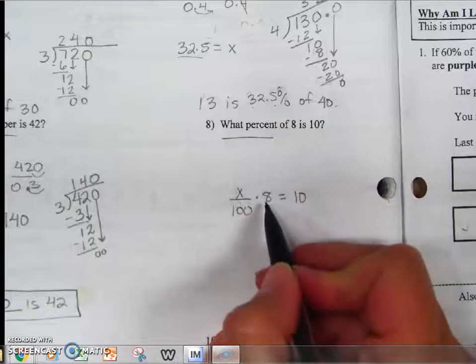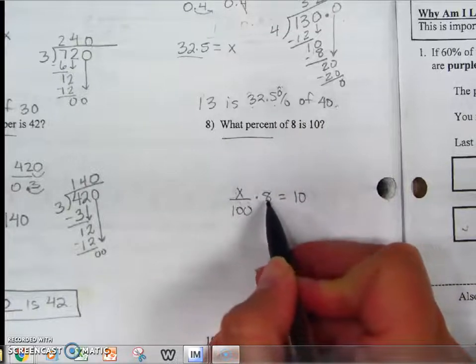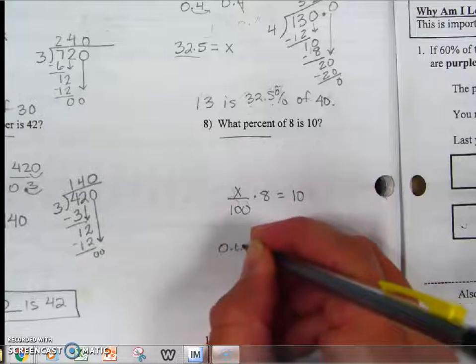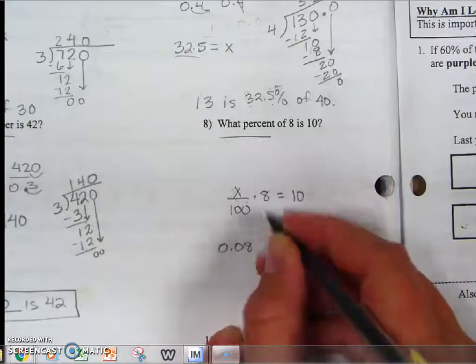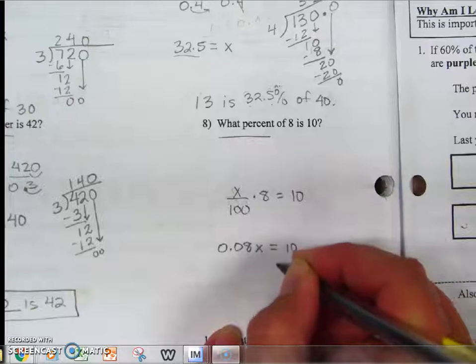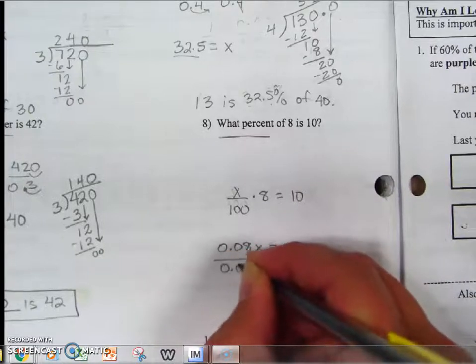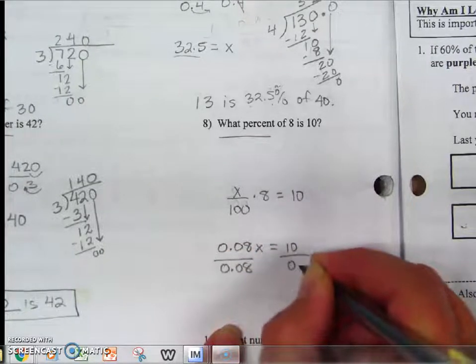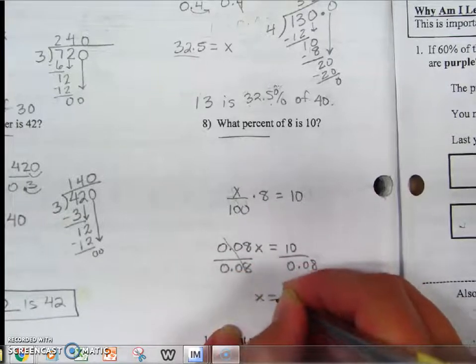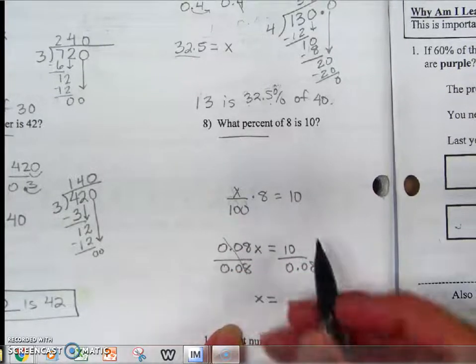Let's see if we can do this one a little bit faster. Let's see. 8 hundredths. So that would be 0.08. Right? 0.08 x equals 10. I'm going to divide both sides because that's the opposite of multiplying. So we can check this here. I know those will cross out and I get x equals. And there's the division I have to do.